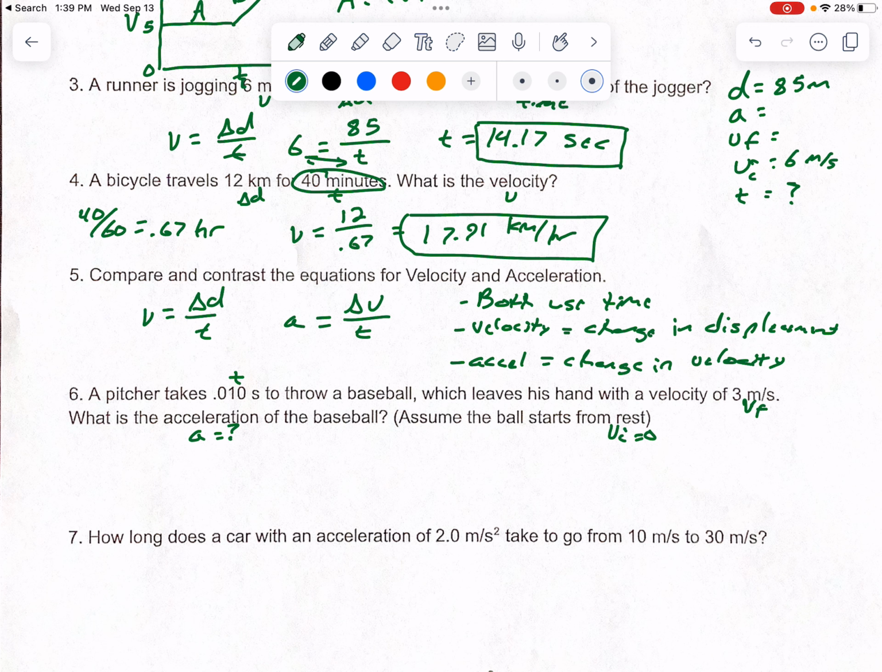Now, there's 2 ways you can totally do this problem. You can do the DAFFT way. I'll show you both ways just in case. So DAFFT, so A, we don't know. VF is 3, VI is 0, and time is 0.010. Okay, and I'll do units for this one. So V final will be meters per second. V initial would be 0 meters per second. Time would be seconds. A is going to be meters per second squared. And distance is going to be meters, but we don't care about it.